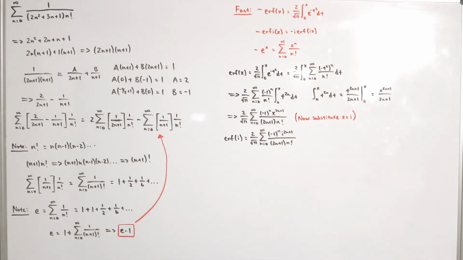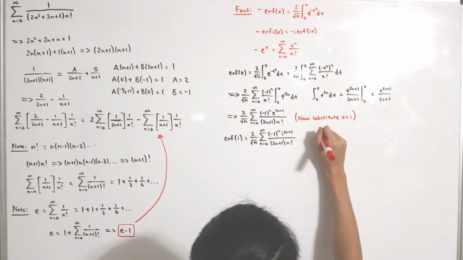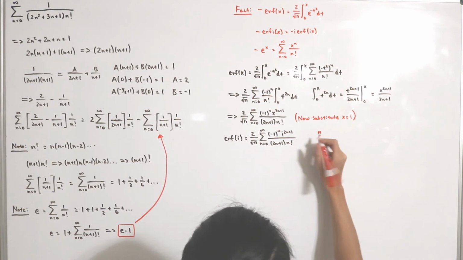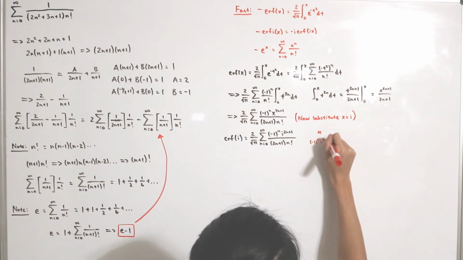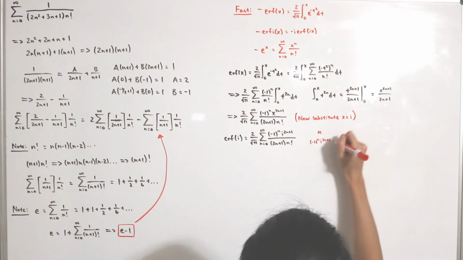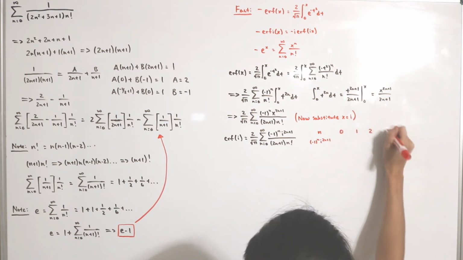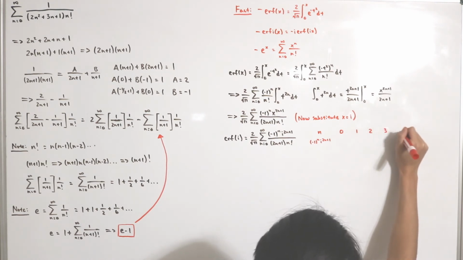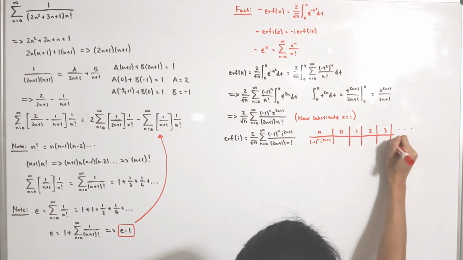Okay, now the next step is going to be interesting here. There's something we want to observe, so let me make a chart on this side. I'm going to let n be the variable, and we'll create a table with negative 1 to the n and i to the 2n plus 1. Let me write for n equals 0, 1, 2, 3, and so on.